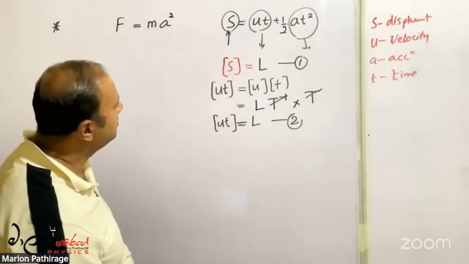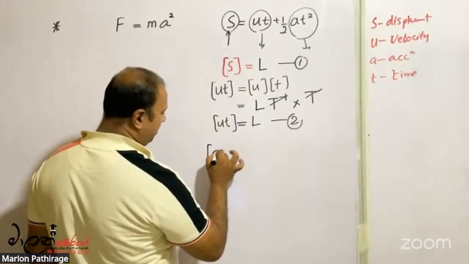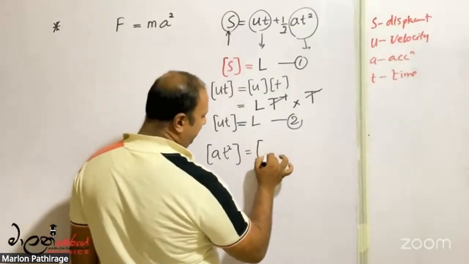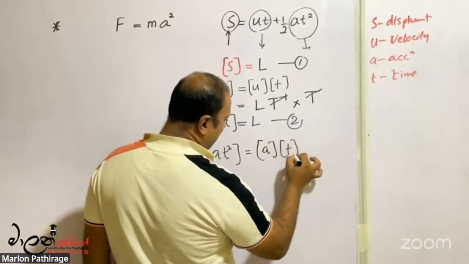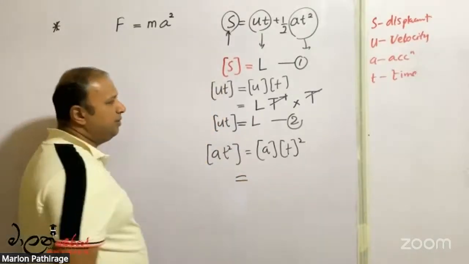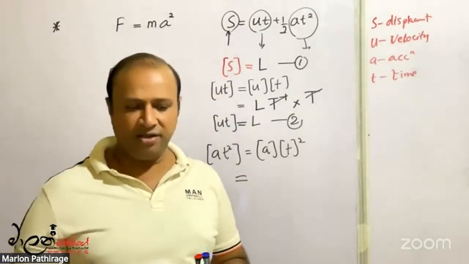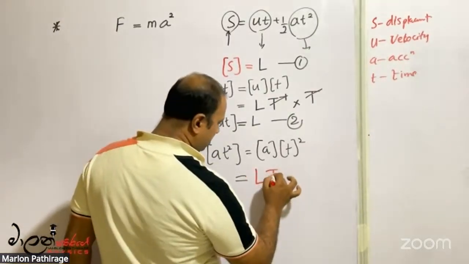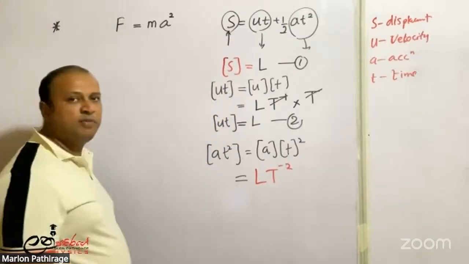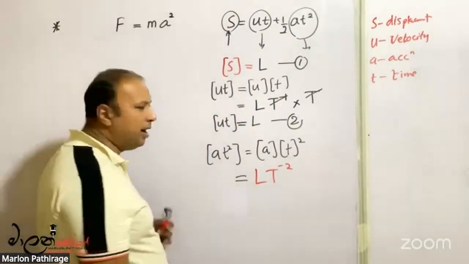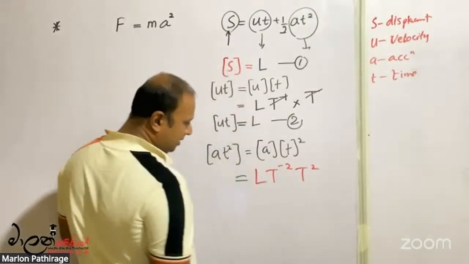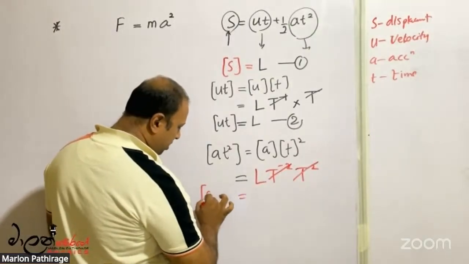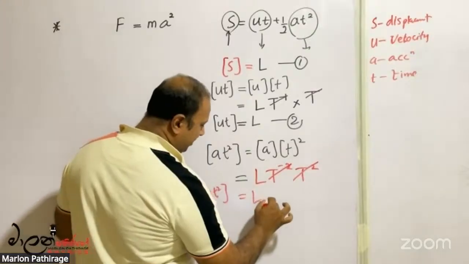Both are matched. Then the dimension of AT squared is equal to the dimension of acceleration times the dimension of time squared. So what is the dimension of acceleration? Yes, LT minus 2. Very good. The dimension of time squared is T squared. Again, minus 2 and plus 2 will cancel out. Therefore, the dimension of AT squared is equal to L. Here, the third one.